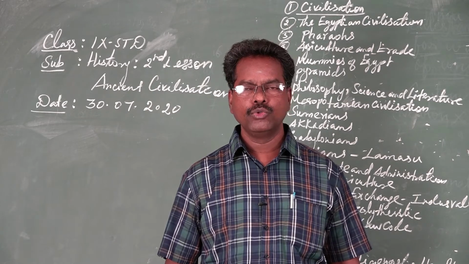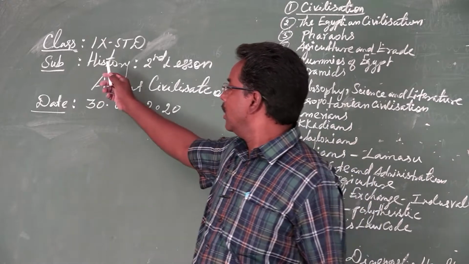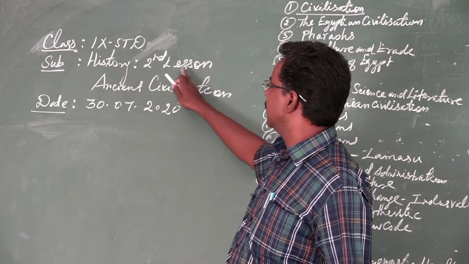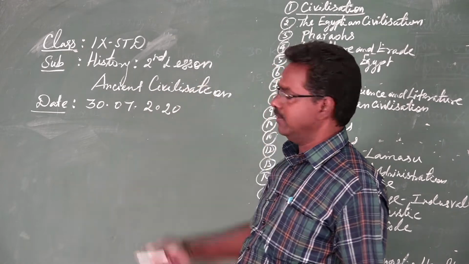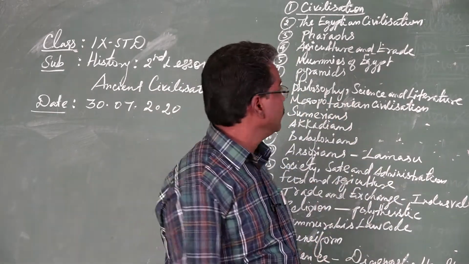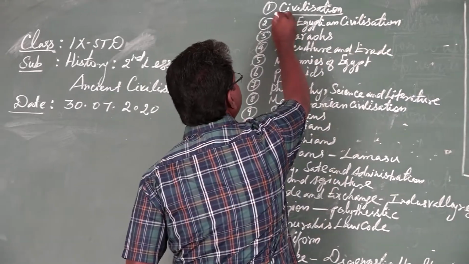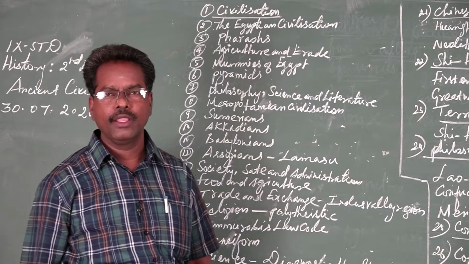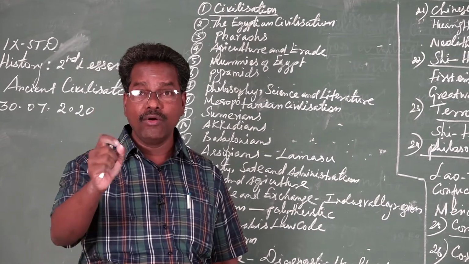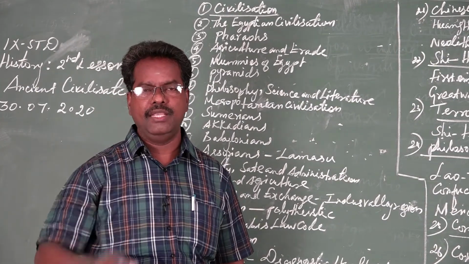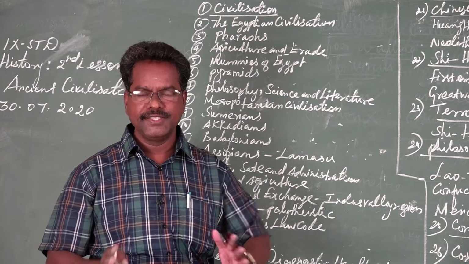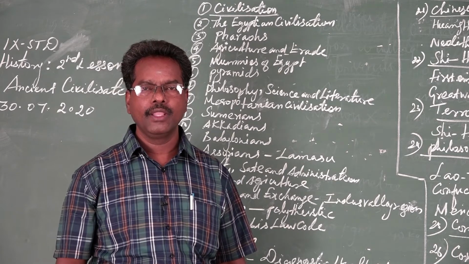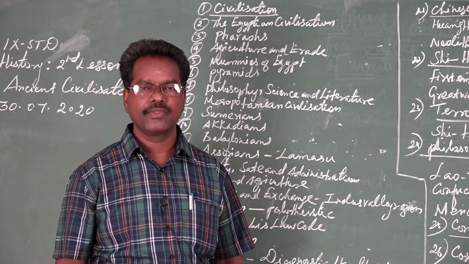Today, I am going to teach about class 9th standard subject History 2, lesson Ancient Civilization. What is civilization? Civilization refers to an advanced organized way of life. It is a modern way of life. Under this system, people adopted science, technology, trade, commerce, business.